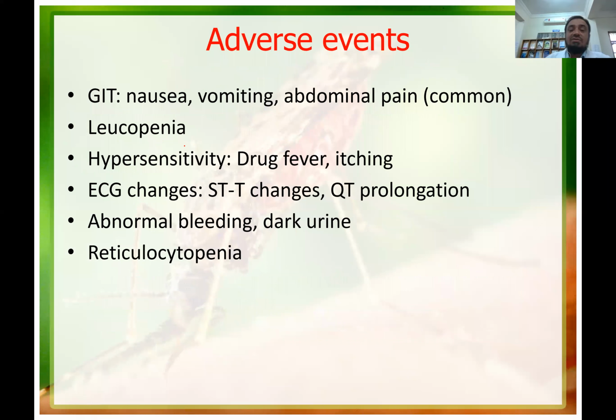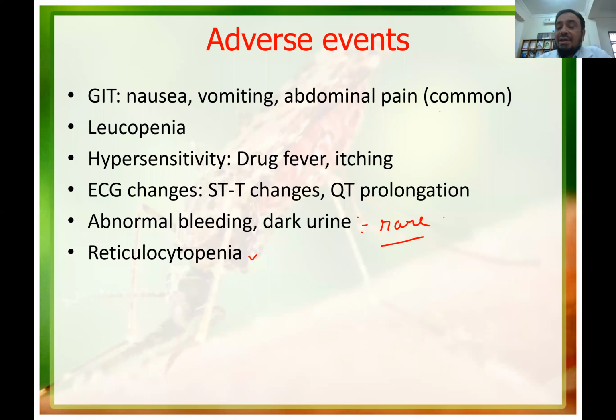Now, what are the adverse effects of artemisinin compounds like artesunate, arteether, and artemether? The adverse effects are very minimal, and the patients tolerate these artemisinin compounds very well. The adverse effects are nausea, vomiting, abdominal pain, which are common. The rare ones, leukopenia and reticulocytopenia, can be seen. Also hypersensitivity reaction, abnormal bleeding and dark urine, very rare. Okay, they are the rare adverse effects. More common ones are nausea, vomiting, and abdominal pain.